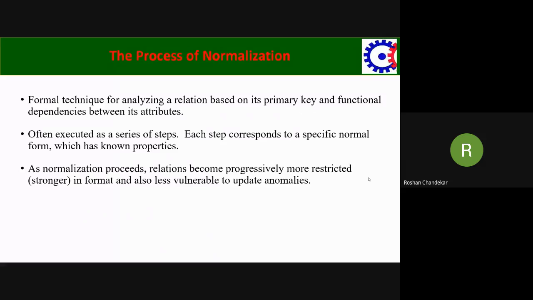Now, the process of normalization that we discussed in the previous lecture. It is a formal technique for analyzing a relation based on its primary key and the functional dependencies between its attributes. It is often executed as a series of steps, each step corresponding to a specific normal form which has known properties. In the further lectures, we will discuss first normal form, second normal form, third normal form, and BCNF. All normal forms have their special properties. How we can convert from an unnormalized form to first normal form, from first normal form to second, and second to third, and so on. That is the process of normalization.